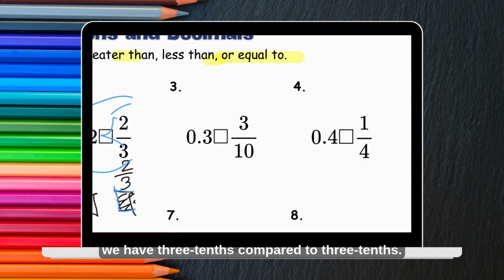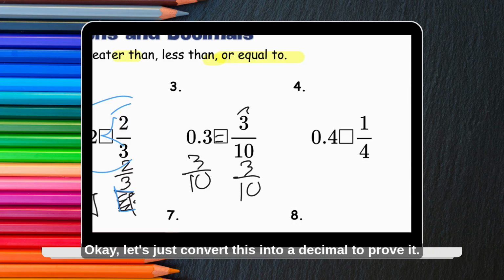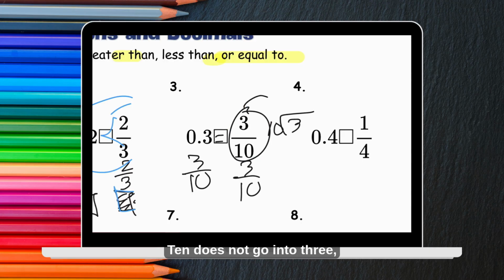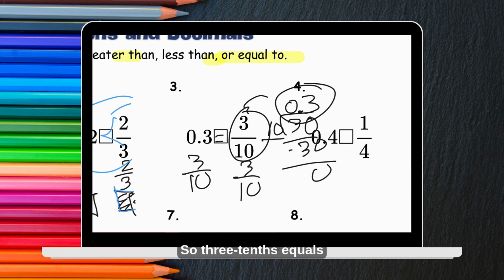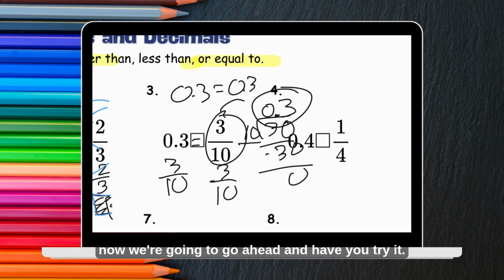Okay, number 3, we have 3/10 compared to 0.3. Well, if I say it out loud, I can see right away that these are equal. 3/10 equals 0.3. Let's just convert this into a decimal to prove it. 3 divided by 10. 10 does not go into 3, so I add my decimal point and a 0. 10 goes into 30 3 times evenly with 0 left over. So 3/10 equals 0.3.